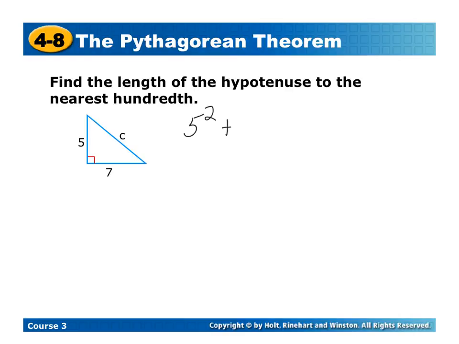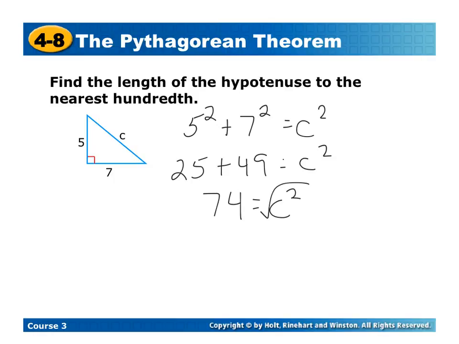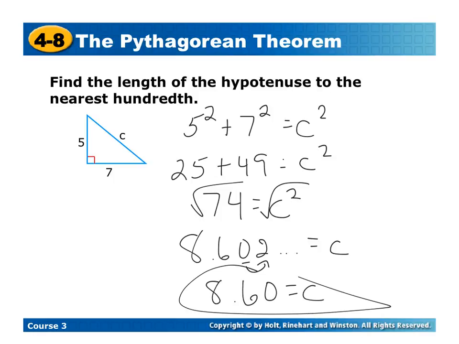So now we have 5 squared plus 7 squared is equal to c squared. 5 squared is 25, 7 squared is 49. Okay, so now we're going to take 25 plus 49, and we get 74. Once again, we're going to find that square root to the nearest hundredth, which is 8.602, but it goes on. Once again, I look over, we stay the same, so our answer would be 8.60 to the nearest hundredth.